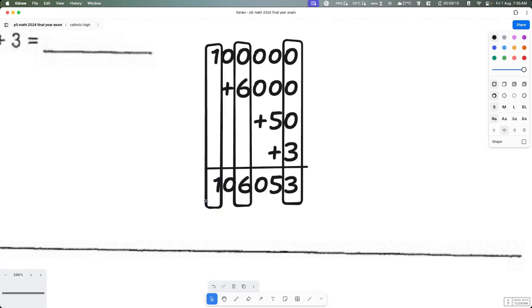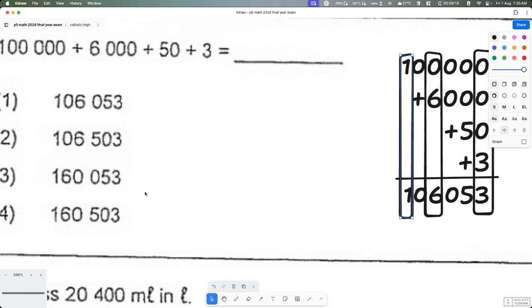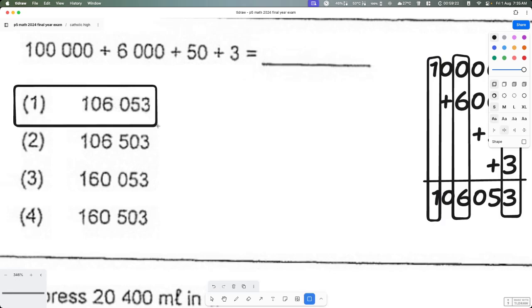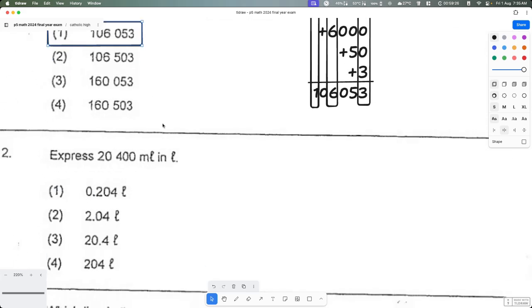The answer to this is 100,106,053. So in this case, the answer is number 1, right? In this case over here. All right, let's move on to the next question.